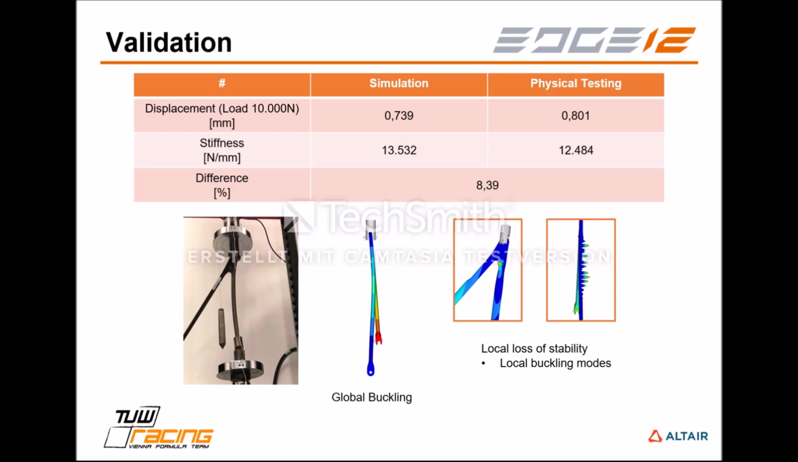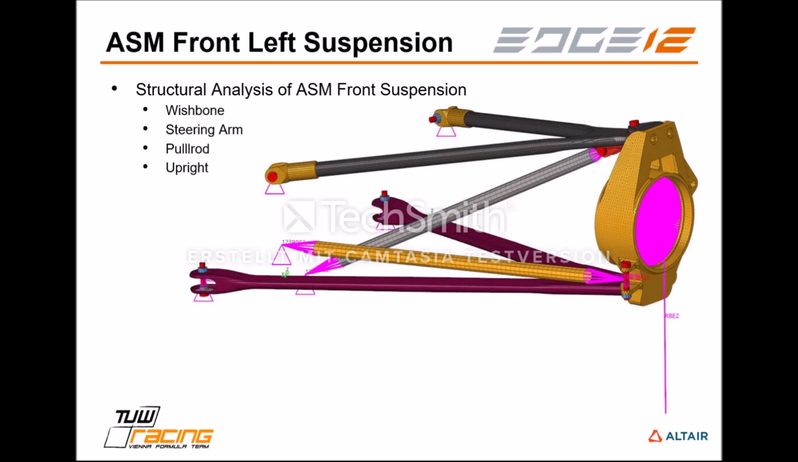In the end, we were able to predict the global buckling failure of our prototype wishbones quite precisely. And with that simulation, we were able to define our new ply layup and also took a look at the local buckling modes and took those into consideration when developing the new layup. With our final wishbones, we were able to achieve a difference in stiffness between simulation and physical testing of less than 10%. So at that point, the simulation fulfilled all initial goals, and the wishbone was further evaluated in an assembly simulation. So that's it from the wishbone development.